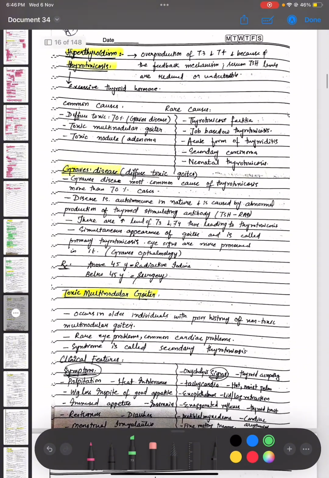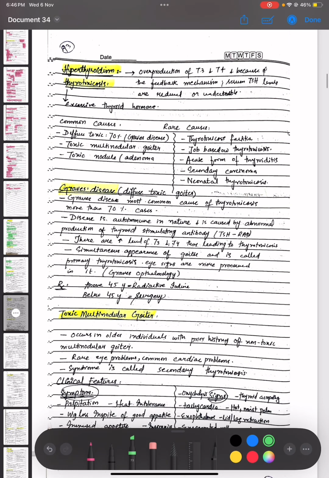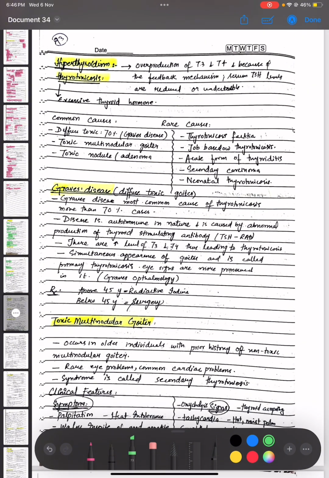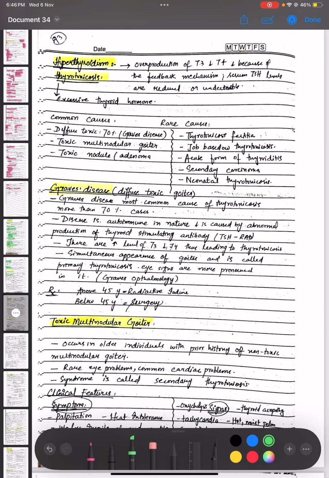Now, what is hyperthyroidism? Hyperthyroidism is the overproduction of T3 and T4 hormones, and because of the feedback mechanism, serum TSH levels are reduced or undetectable. Okay. What is thyrotoxicosis? It is the excessive thyroid hormone. What are the common causes of hyperthyroidism?